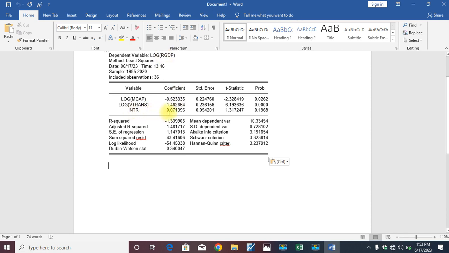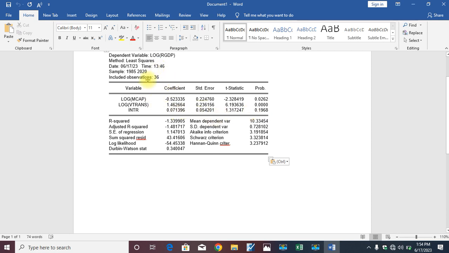Then lastly, we look at the interest rate coefficient. The interest rate coefficient is positive, which is inconsistent with the a priori expectation, and it is not statistically significant. Why is it not statistically significant? Because the t-statistics is 1.3, which is less than 2.3, and the p-value is 0.19, which is above 0.05. So we conclude that this variable is not statistically significant and it cannot be validated.